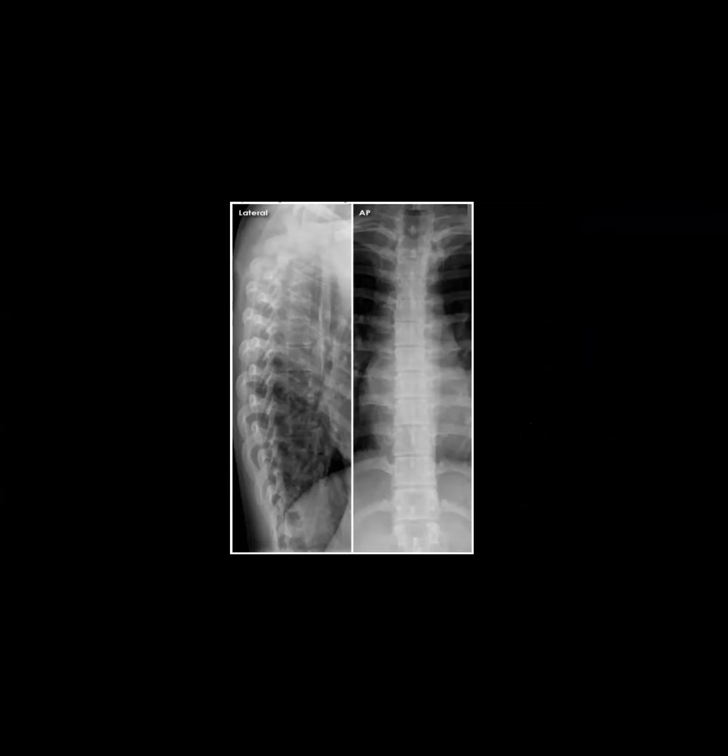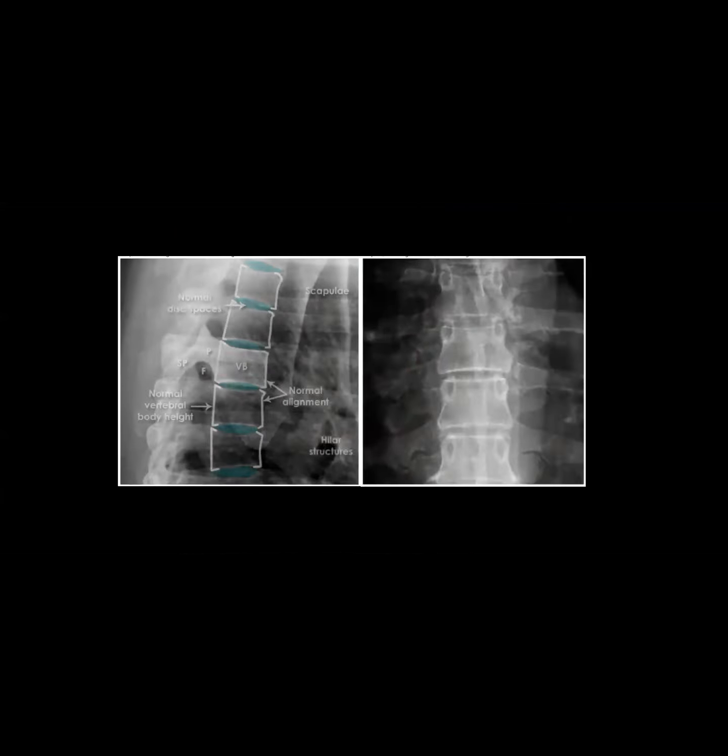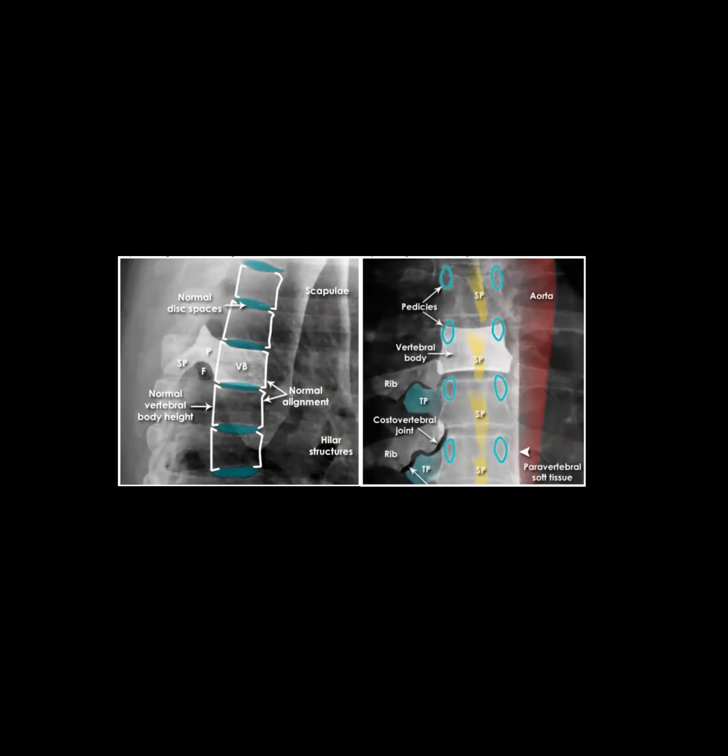Here, lateral and AP X-ray of the thoracic spine showing the normal alignment and the normal disc spaces. More magnified view showing the part of the vertebral body before the pedicle, F the intervertebral foramen, SP the superior articular processes, and here the pedicle and the vertebral bodies.